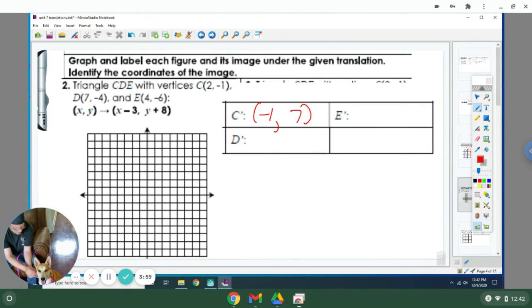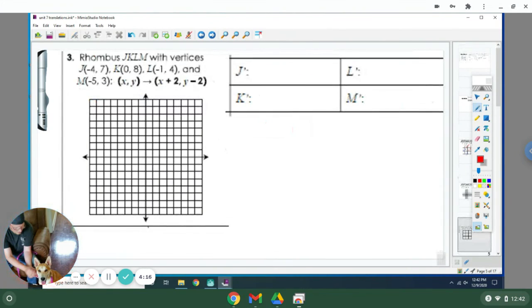D is 7, -4. So 7 minus 3 is 4. -4 plus 8 is 4. And then E is 4, -6. 4 minus 3 is 1. -6 plus 8 is 2. That's your new coordinates. And let's try that again.